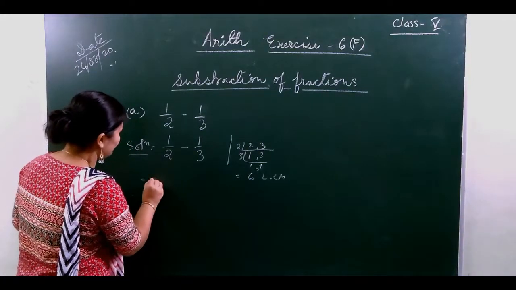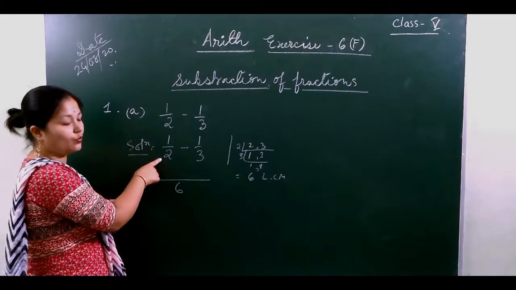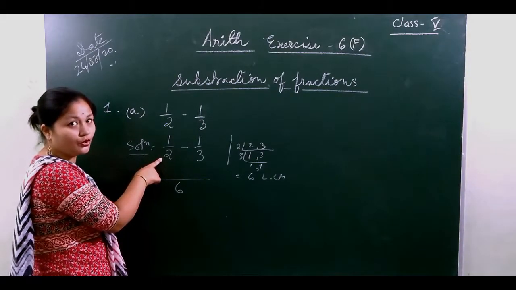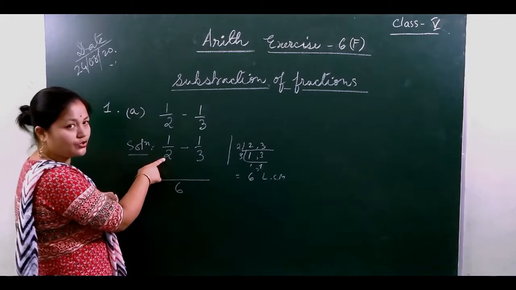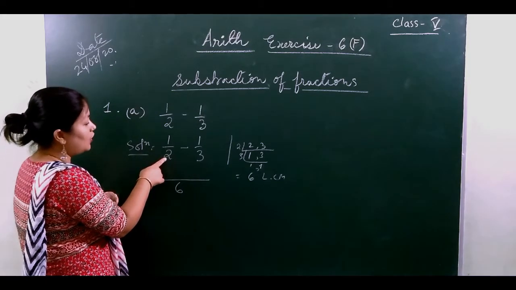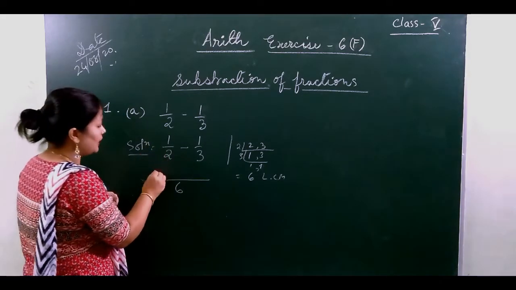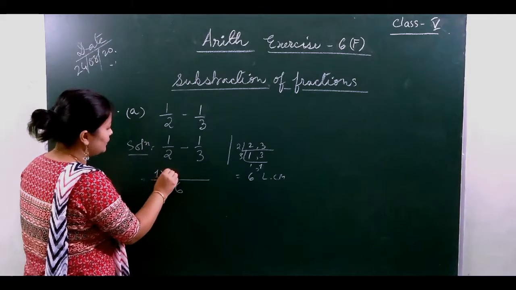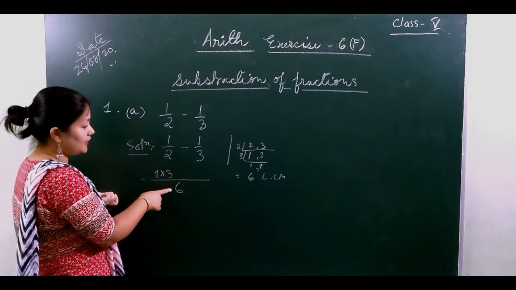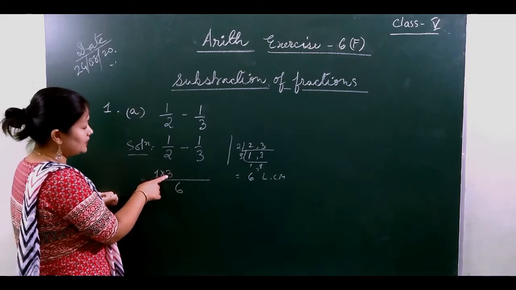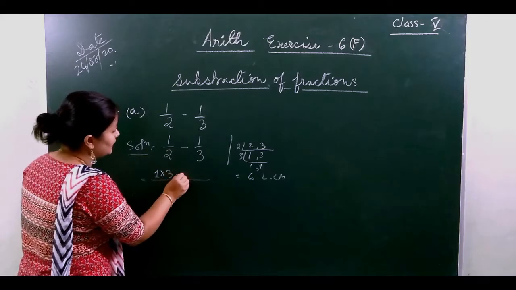So we will write 6 like this, and we have to find what to multiply with this 2 to get 6. We are going to multiply 3 with this 2. 2 3 times 6. That 3 we have to multiply with the numerator 1. 1 into 3. Because we multiplied 3 with this 2 to get 6, we have to multiply this 3 with the numerator 1. So 1 into 3, then minus.